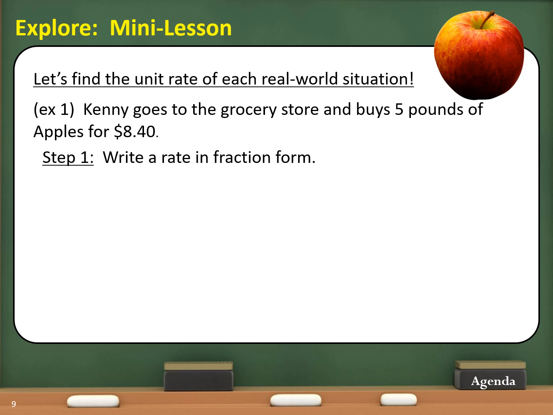So let's find the unit rate of each real world situation. You went to the grocery store and bought 5 pounds of apples for $8.40.